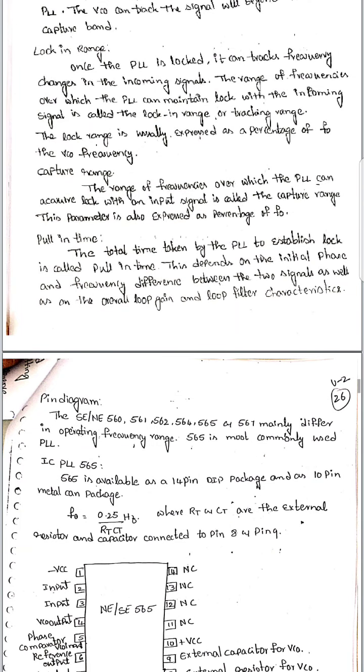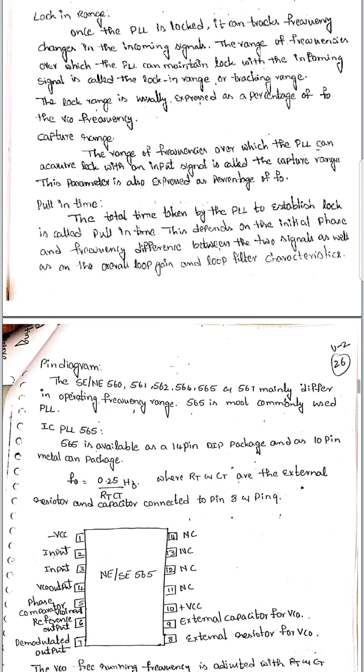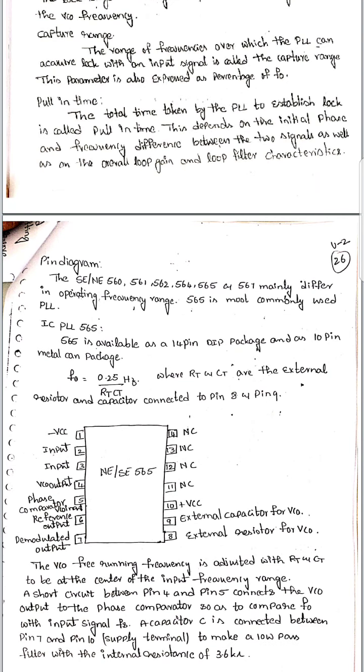Next, capture range. The range of frequencies over which the PLL can acquire lock with an input signal is called the capture range. This parameter is also expressed as a percentage of F0. Pull-in time. The total time taken by the PLL to establish the lock is called pull-in time. This depends on the initial phase and frequency difference between the two signals as well as the overall loop gain and loop filter characteristics.